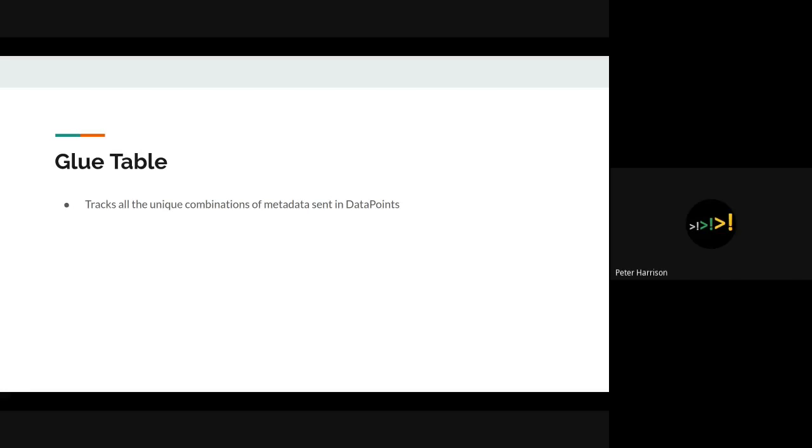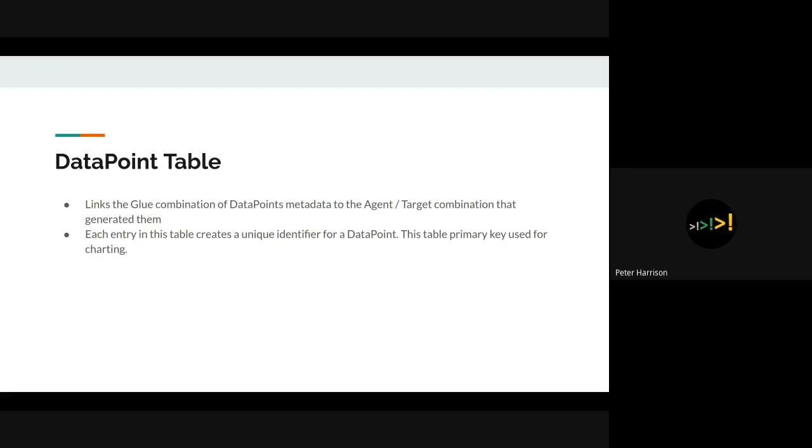Because we're not storing the actual key and the value of the actual data point, we're just storing the metadata. And then you'd say, but there's duplication in that. Well, the next table helps get around that problem. The data point table is the table that creates that uniqueness. It says this particular entry in the data point table is tied to an agent target combination, and it's also tied to the glue. And that helps it to create a unique ID for the data point.